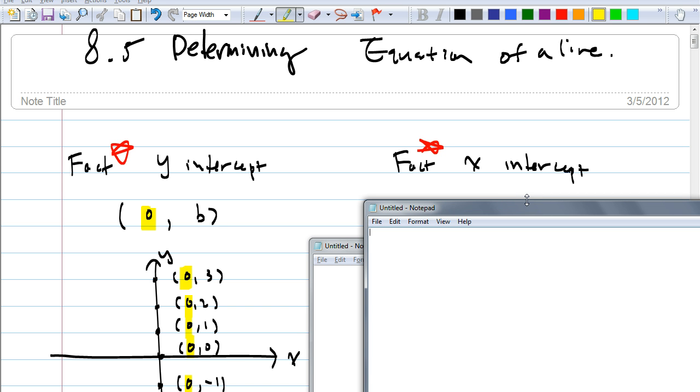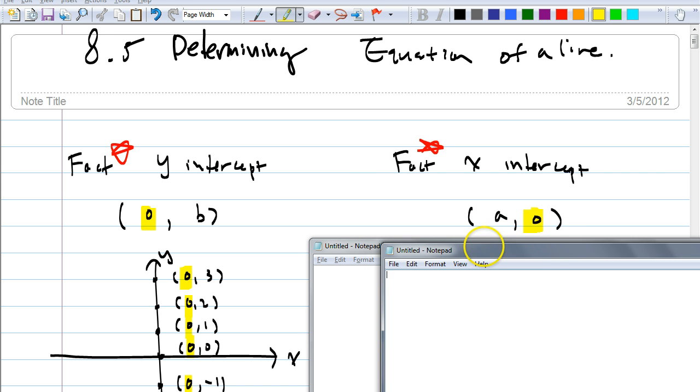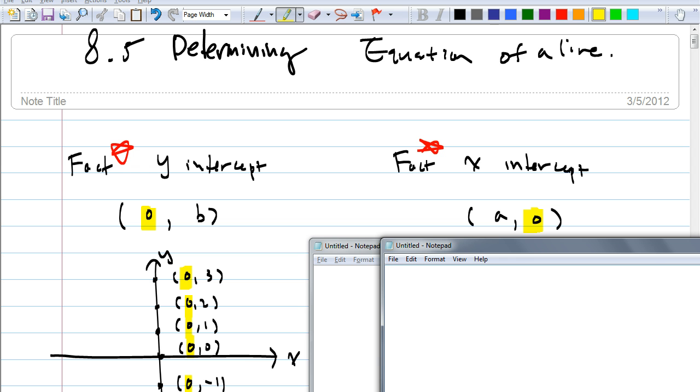What must all the ordered pairs of the x-intercept look like? I want you to think about this as a group. I'll give you time. What do you think the ordered pair looks like? Who thinks they know what the ordered pair has to be? Vlad, what do you think? a, comma 0 is correct. Vlad, how did you come up with a, comma 0? Why does the y-coordinate have to be 0 every time if it's an x-intercept? Yeah, because it has to be on the x-axis.